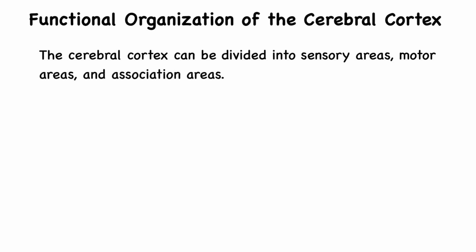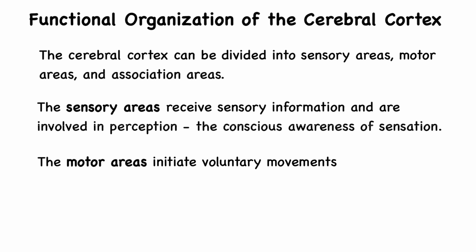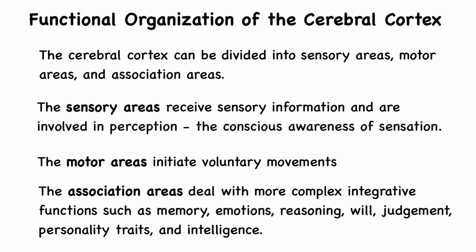Now let's talk about the functional organization of the cerebral cortex. The cerebral cortex can be divided into sensory areas, motor areas, and association areas. The sensory areas receive sensory information and are involved in perception, the conscious awareness of a sensation. The motor areas initiate voluntary movements, and the association areas deal with more complex integrative functions such as memory, emotions, reasoning, will, judgment, personality traits, and intelligence. So we're going to go through each one of these areas, starting with the different sensory areas.